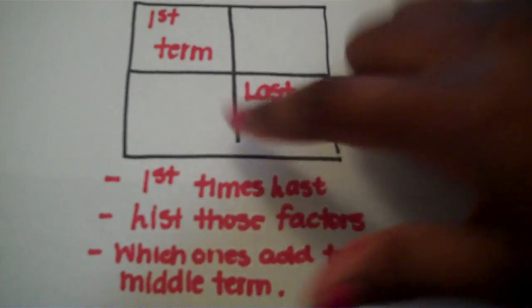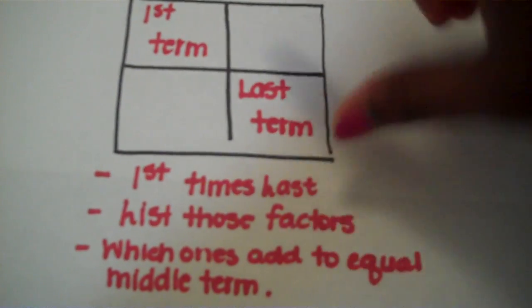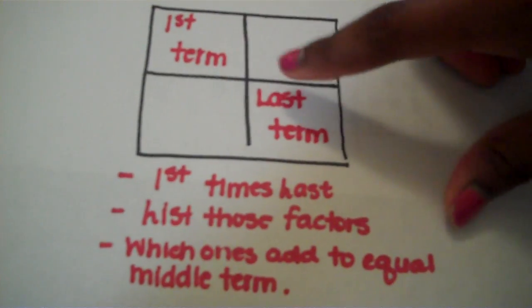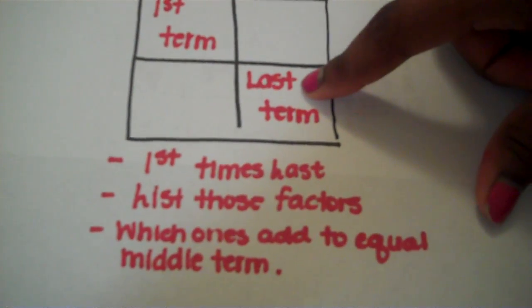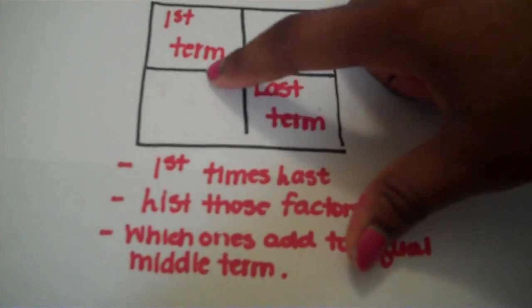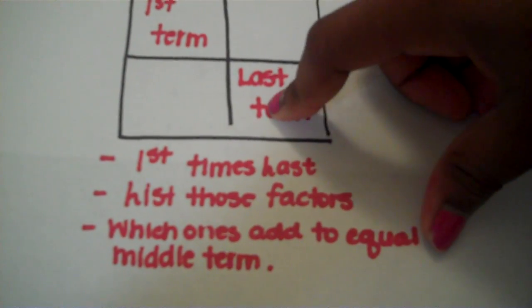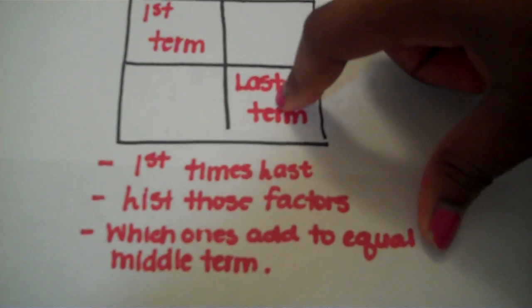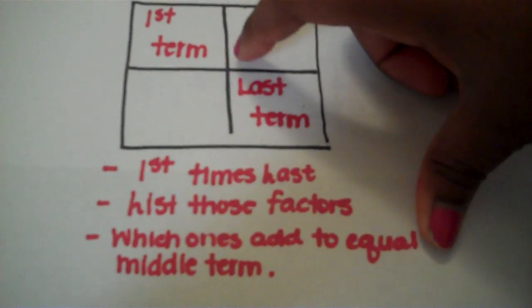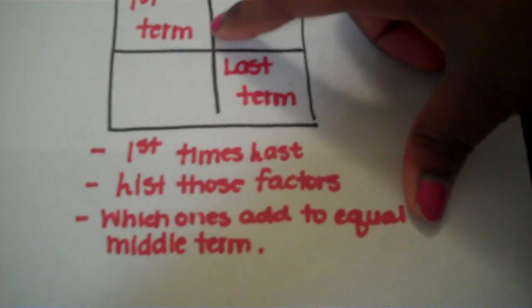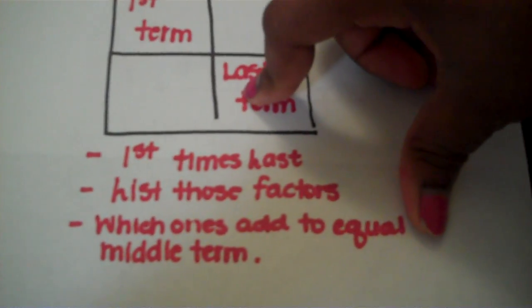Now what you want to do is multiply the first times the last. So whatever number you have here, you want to multiply it by the number that you have here. Make sure that you put the signs in the box. So remember, if there's a minus, then the negative goes in the box with that number, so you can get the right factors. So you multiply those numbers, you get an answer.